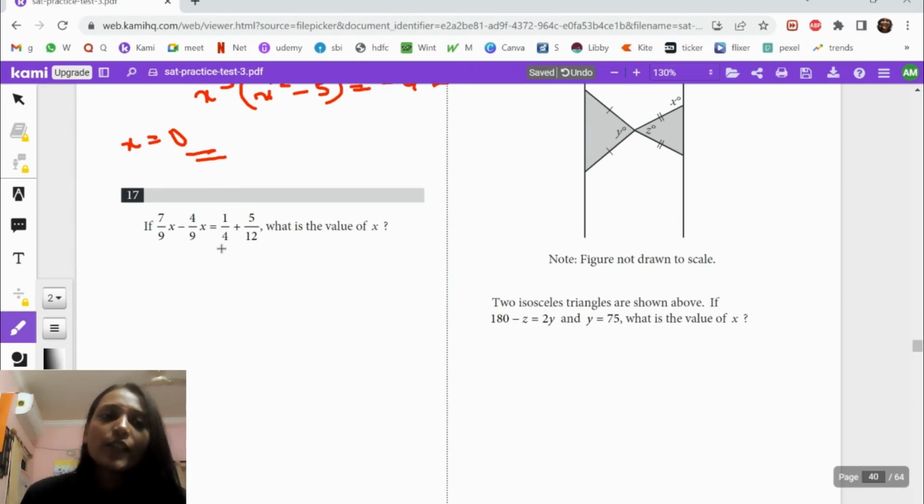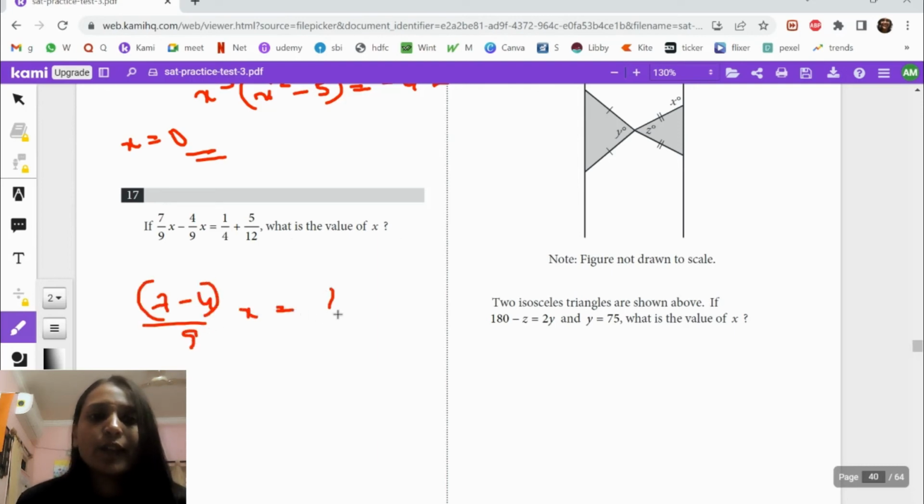Let's go to the 17th question now. In the 17th question, we have 7 by 9x minus 4 by 9x is equal to 1 by 4 plus 5 by 12. What is the value of x? So the first thing is they all have the common denominator over here. So you can just do 7 minus 4 by 9x is equal to, 1 by 4 would go into this 3 times, so I'm just going to take LCM over here. So 3 plus 5 by 12. So this is going to be 3 by 9x is equal to 8 by 12.